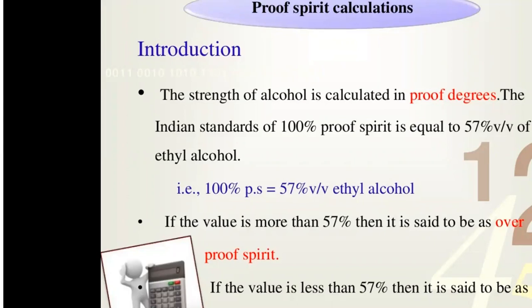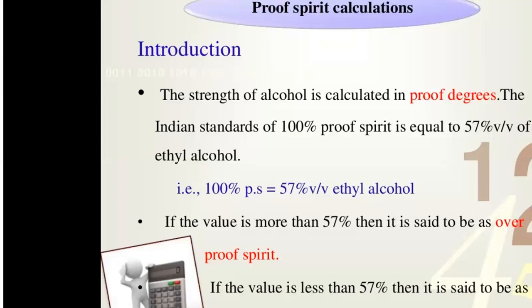So in India, what does 100% proof spirit mean? 100% proof spirit means only 57% volume by volume ethyl alcohol. If it is 57% volume by volume ethyl alcohol, then that is called 100% proof spirit. You should always remember, 100% proof spirit does not mean 100% alcohol. Only 57% volume by volume ethyl alcohol is called 100% proof spirit.